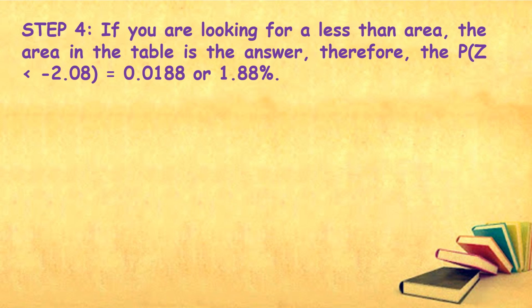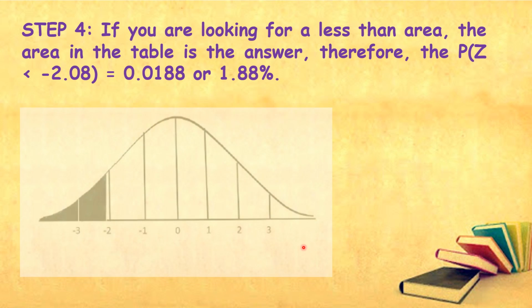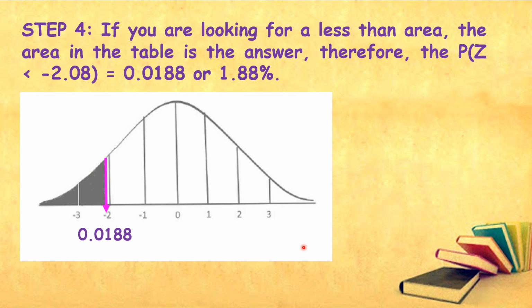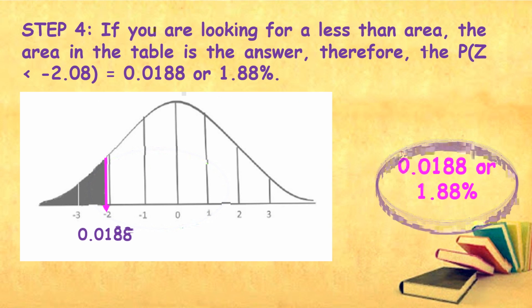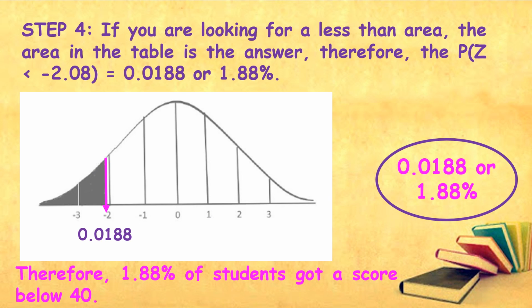Step 4. If you are looking for a less than area, the area in the table is the answer, kagaya ng nabanggit ko kanina. Kapag less than area, kung ano yung nakita nating values sa table of values, yun na yung ating magiging sagot. So, in this case, ang nakuha nating value ay 0.0188. So, ibig sabihin, yung area na to is 1.88%. So, ito yung ating interpretation. Therefore, 1.88% of students got a score below 40.